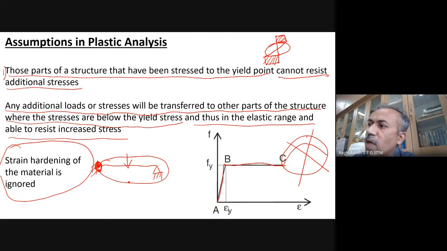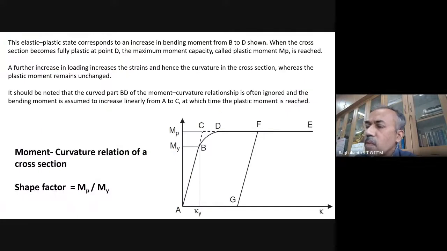Two assumptions. One is, once a structure has been stressed to the yield point, it cannot take any additional stress, and any additional stress you have to transfer to other portions of the cross section, or even other portions of the beam where stresses are below the yield level. So these are the main fundamental assumptions. Since we are talking about beams, it is easy to follow.